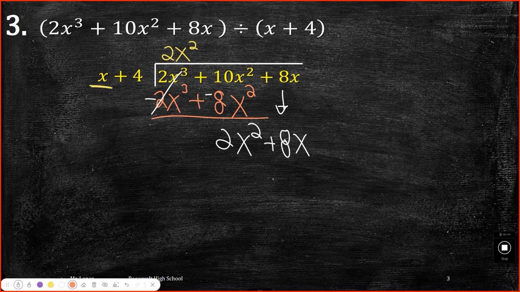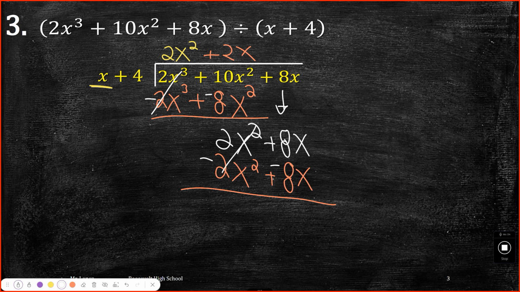X times what is 2x squared? 2x. 2x times x is 2x squared. You're matching it up. 2x times 4 is 8x. Draw a line. Change the signs. 2x squared minus 2x squared, what happens? Cancels out. What's 8x plus negative 8x? Cancels out, and there's no remainder, and there it is.